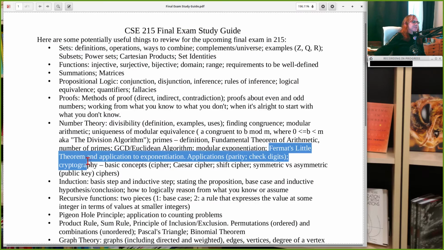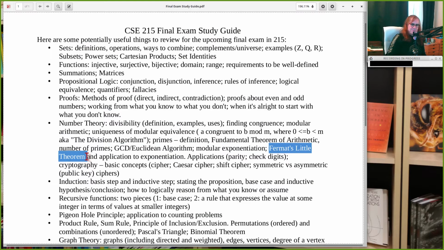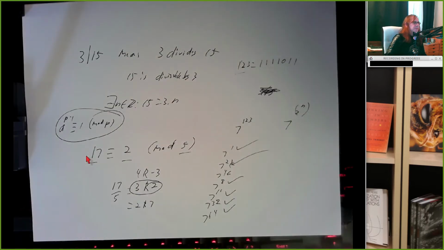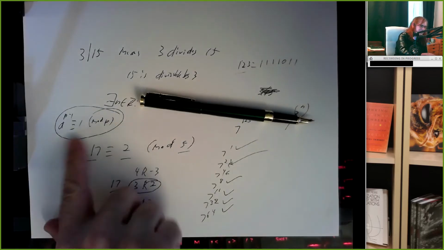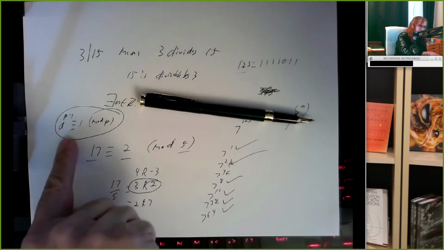Fermat's little theorem is this idea that if you have numbers that are relatively prime, we get this property that a to the p minus 1 is congruent to 1 mod p. And so we can use this to leapfrog our way up to a large power of something modulo a prime, or something relatively prime to a.